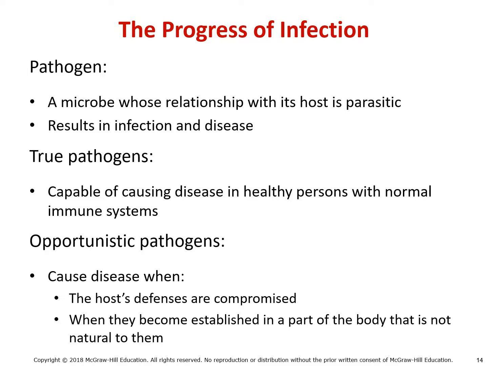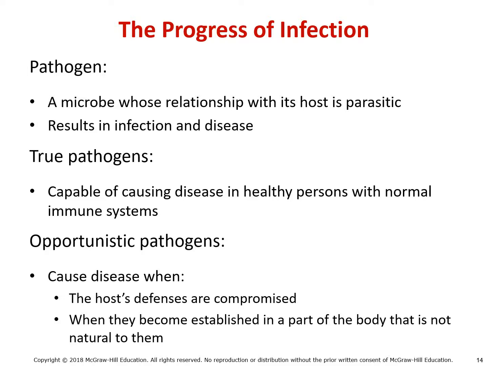So let's go through the progress of infection. As we go through, we're going to use some important words, so we should probably define them. The first one we're going to define here is pathogen. That's a microbe whose relationship with the host is parasitic. And so the result would then be infection and disease. Literally, the growth of the microorganisms hurts the host. That's what pathogens do. Whenever they grow out of control, they cause infection that hurts hosts.